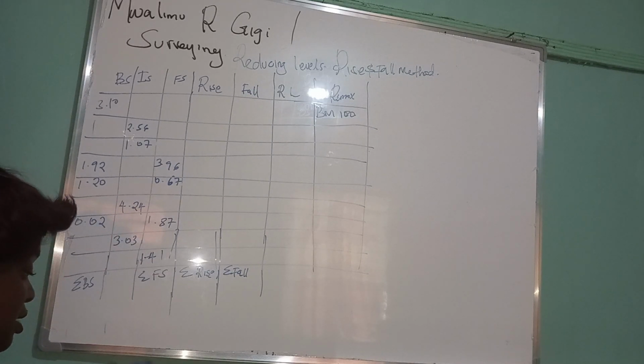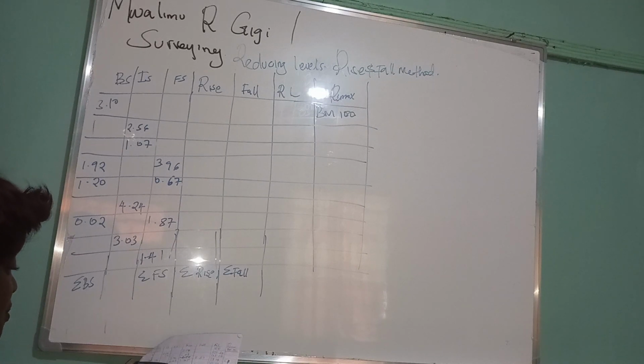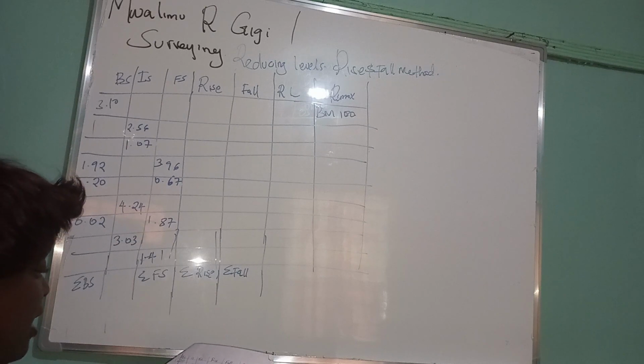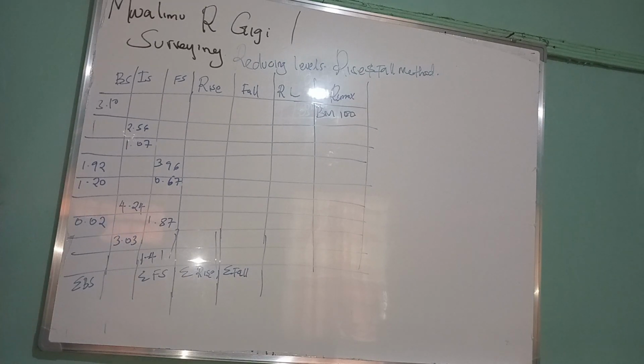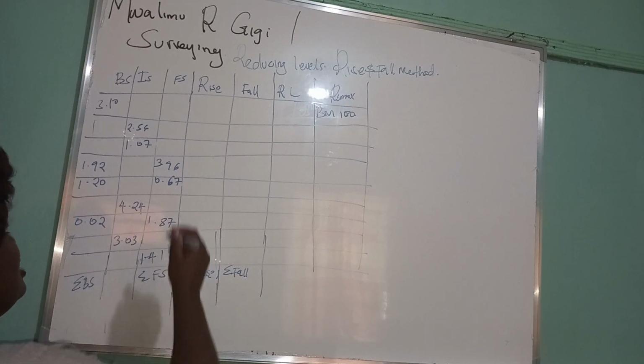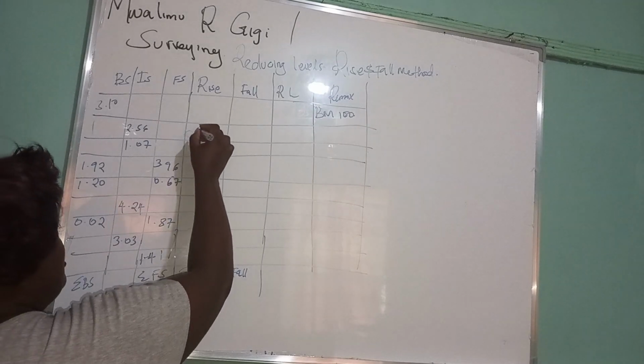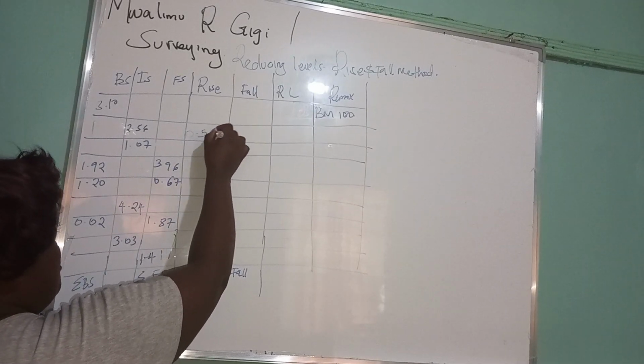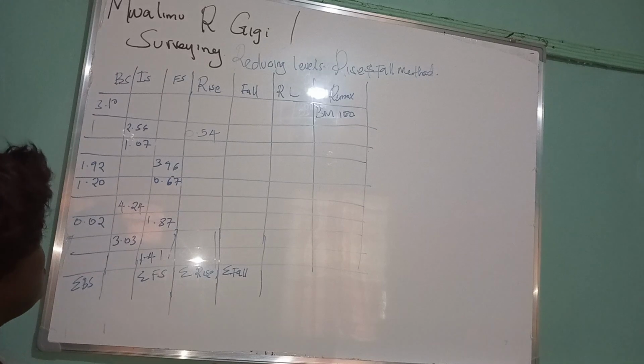So subtract 3.10 minus 2.56. So it's 0.54, but it is a positive. So it is a rise of 0.54.